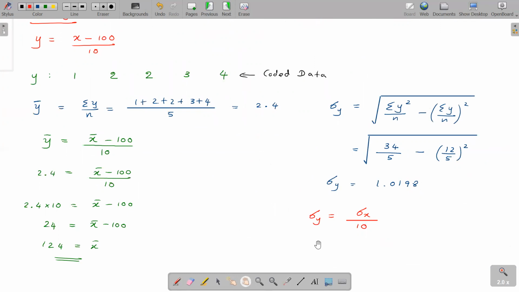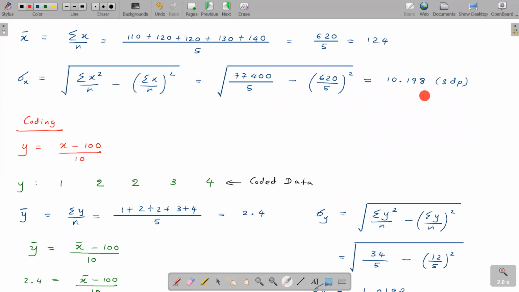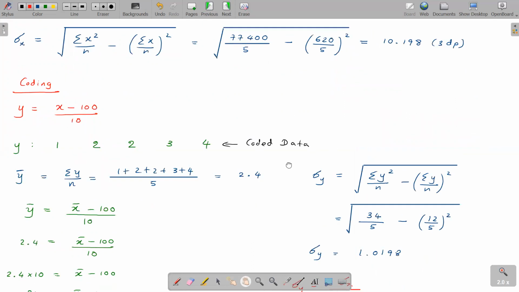Shall we check now? We know the actual sigma x answer, right? So I want to see whether the sigma x will come correctly because I actually know the real answer, isn't it? Can you see? We have already calculated sigma x. I want to see whether this coding actually works properly. Okay, so we'll see whether it's correct.